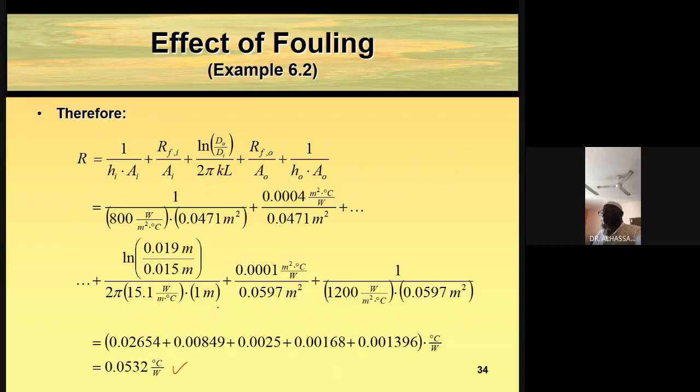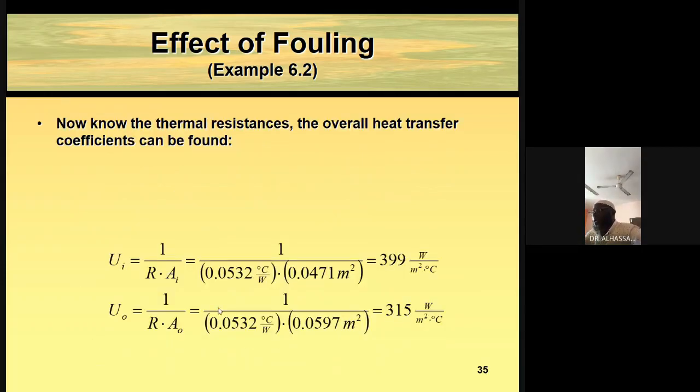Okay, so now we need to determine also UI and UO. Similarly, since we know the total thermal resistance, we just multiply by the inner surface area. And UI is this, UO is also given by that.